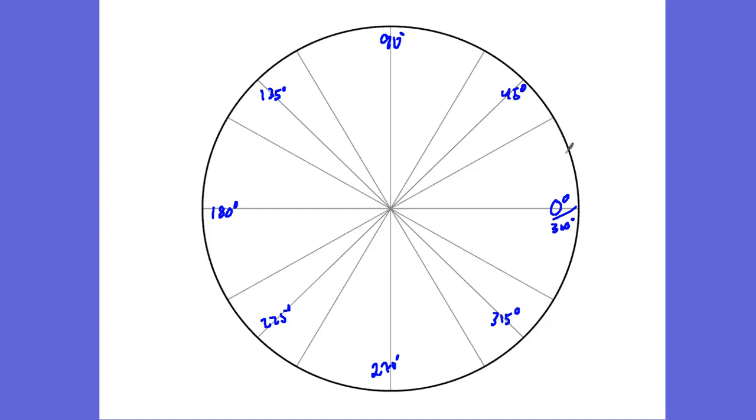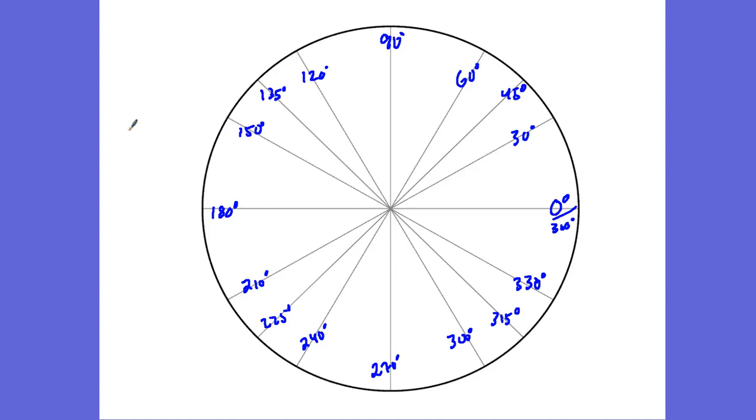Now we also have these angles in between, which we can call 30 degrees, 60 degrees, 90 degrees, 120 degrees, 150 degrees, 180 degrees, 210 degrees, 240 degrees, 270, 300 degrees, 330 degrees, and then back to 360 degrees. So that is all of our degrees, shown in blue.